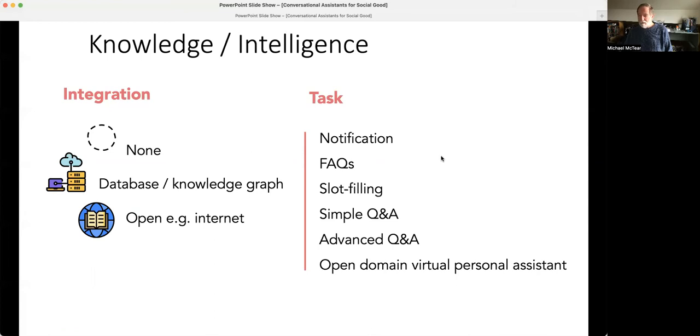FAQs, again, can be fairly simple. Slot filling, where the system asks questions in order to get information to conduct a query. There can be Q&A, which can be simple or advanced. And then at the most extreme end, there can be open domain virtual personal assistants that can talk in theory about anything.